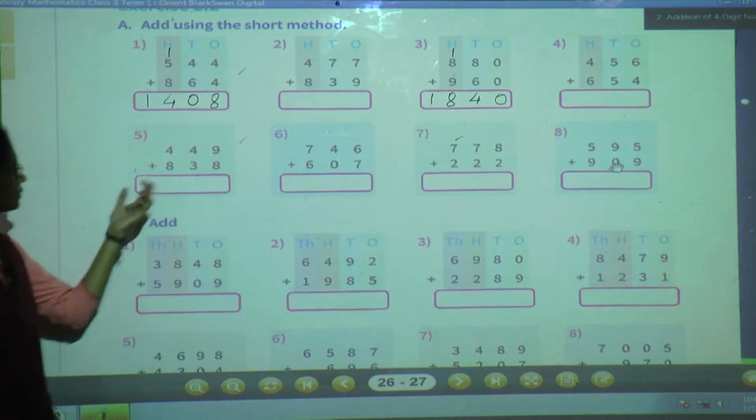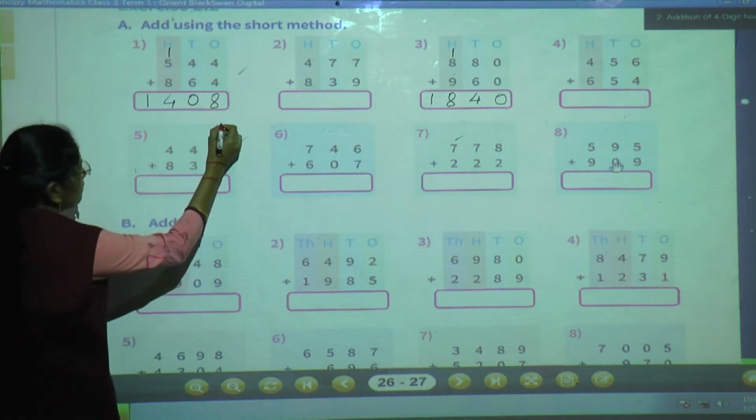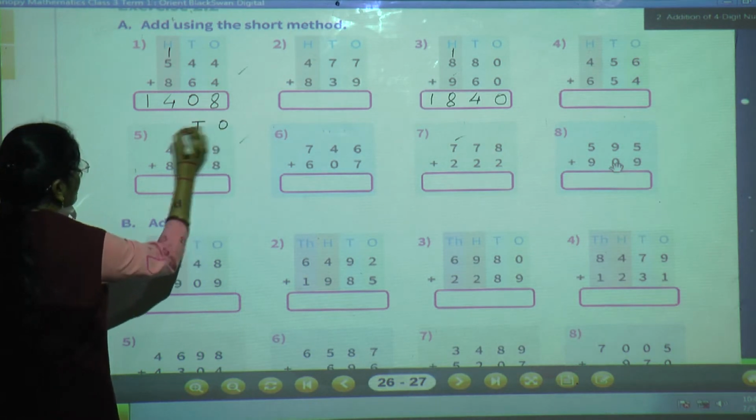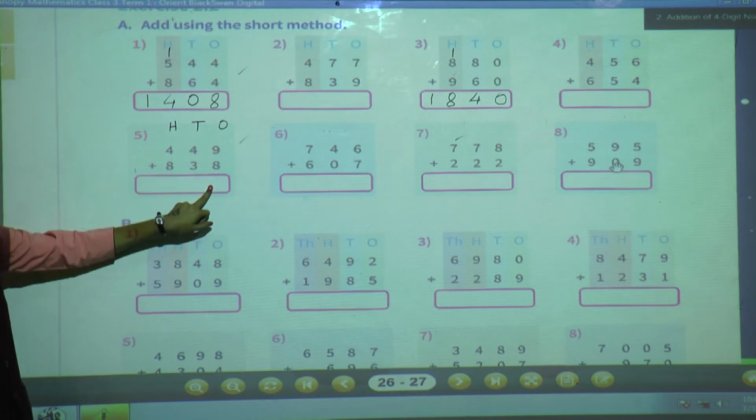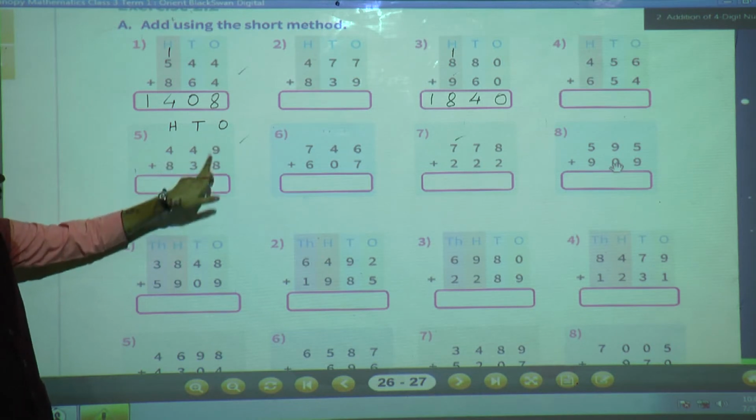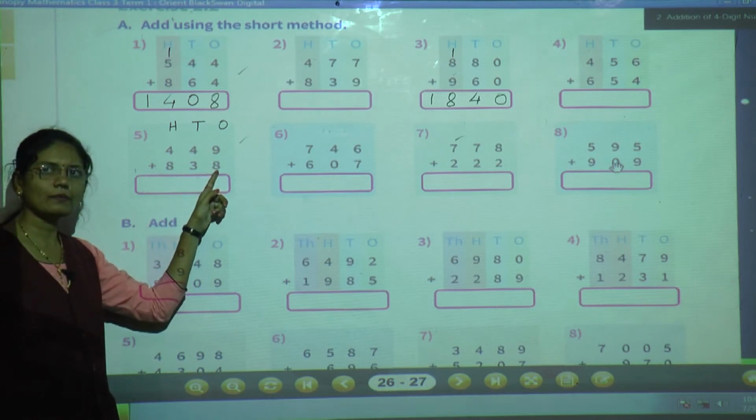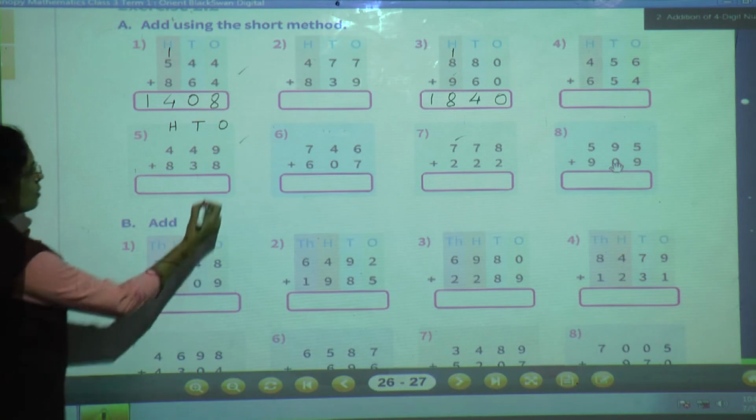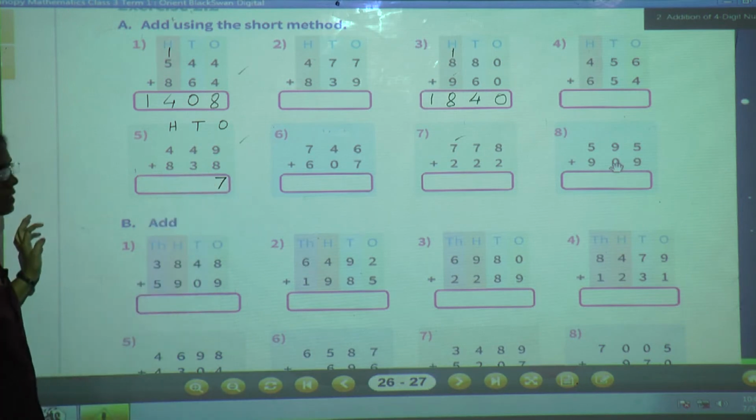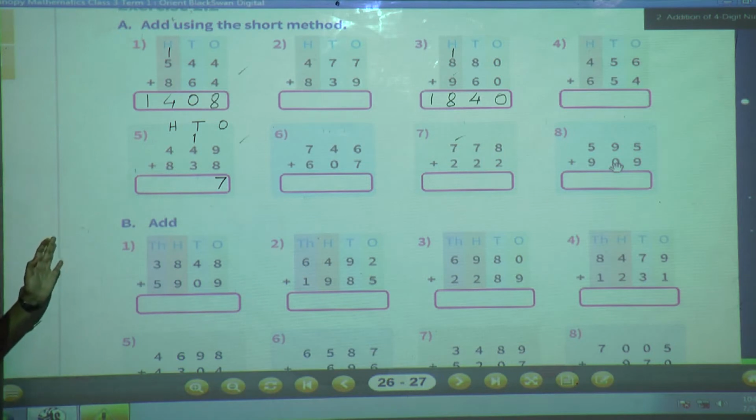Now see the fifth one. Here also we will put the places ones, tens and hundreds. First we will start from the ones place. Here 9 ones plus 8 ones. Do the addition. After 9 count your 8 fingers. So 9 plus 8, yes, 17. So we will write here 7 at ones place and 1 will come here as a carry.